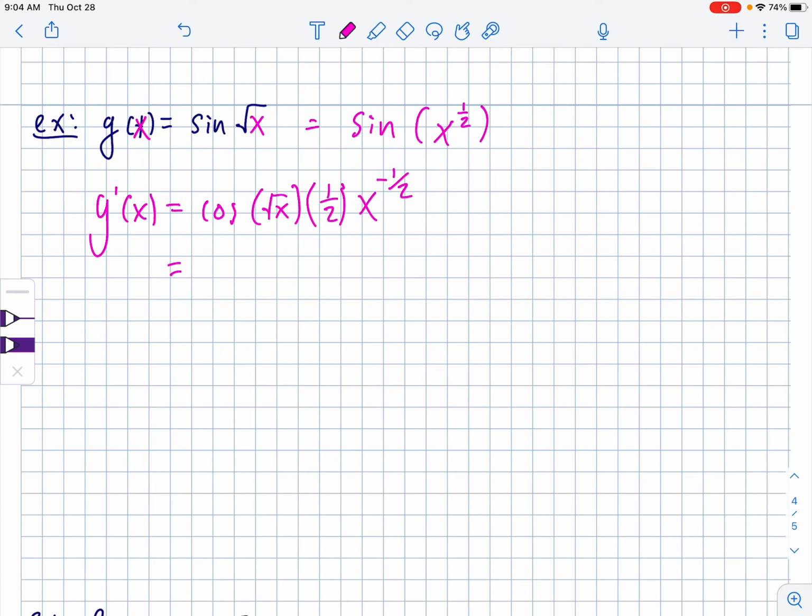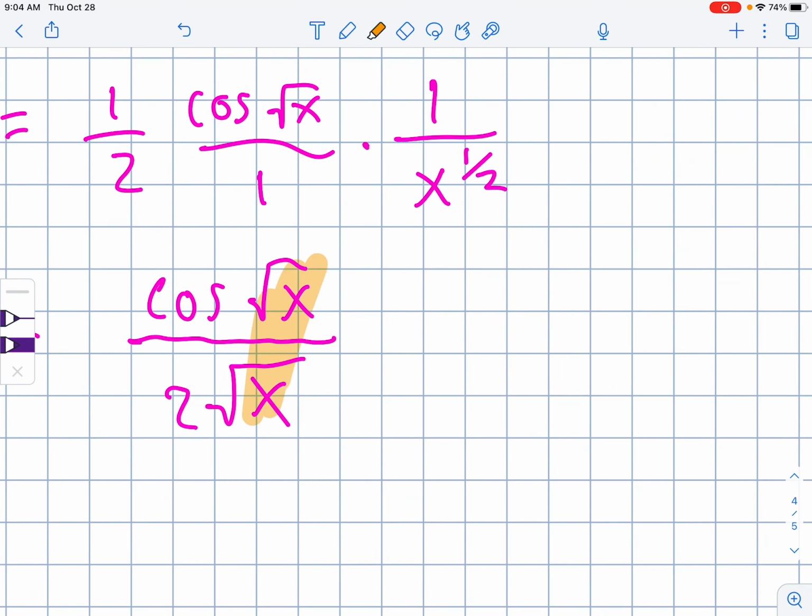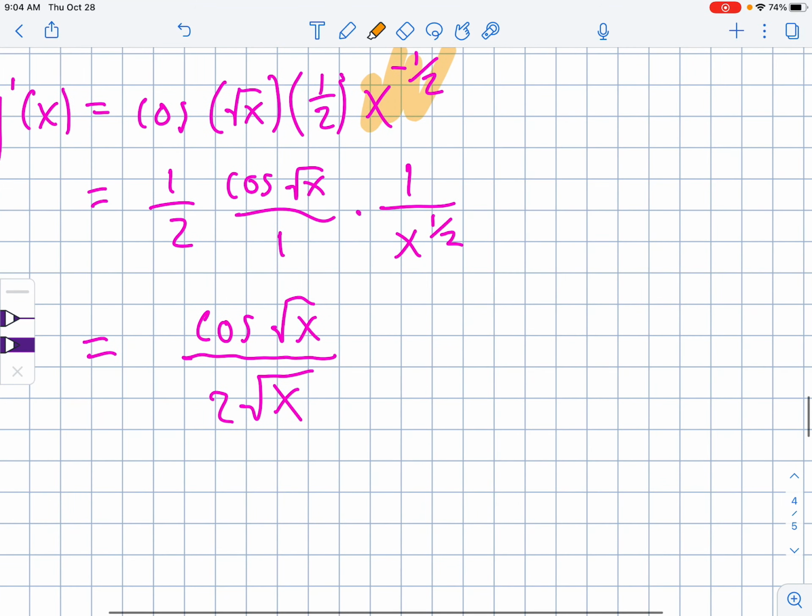Oh boy, a lot of cleanup. Okay, let's see. I'll bring the 1/2 out in front, then I'll keep the cosine root x, we'll put it just over 1 for fun, and then the x to the negative 1/2 becomes 1 over x to the positive 1/2. So this is cosine square root of x, and everything on the bottom would just be 2 square root of x. Please remember that these square roots do not cancel out because this one is really glued together with the cosine. You cannot do that.